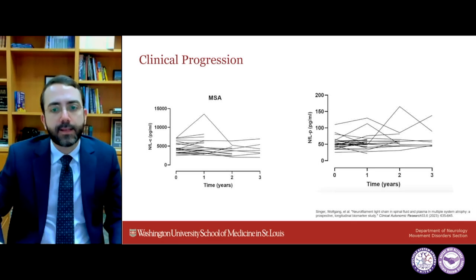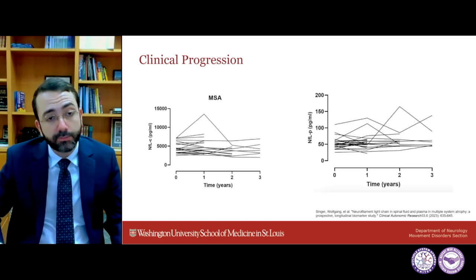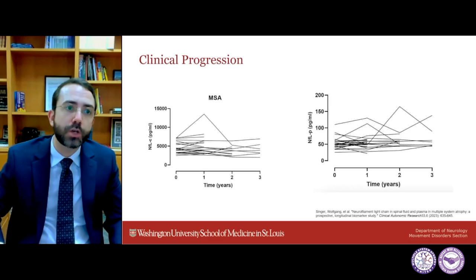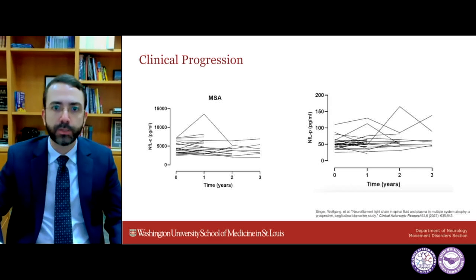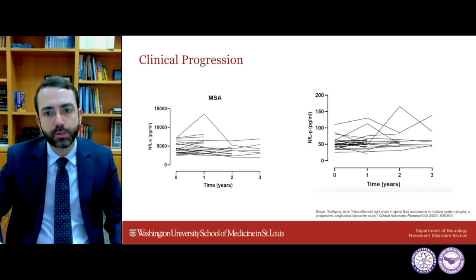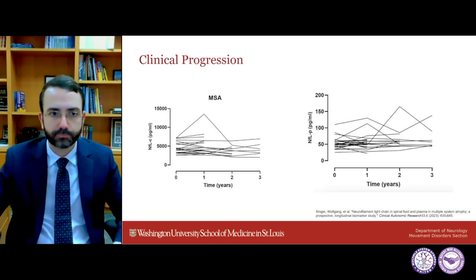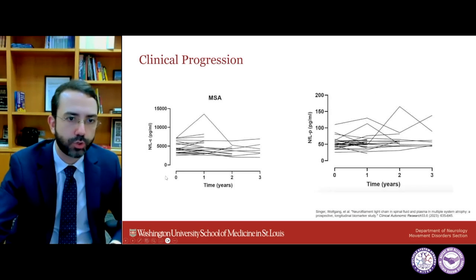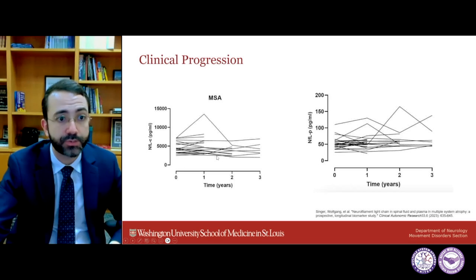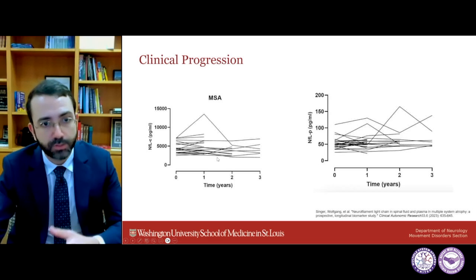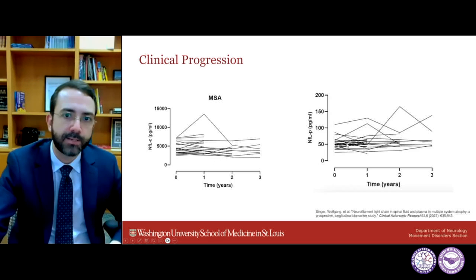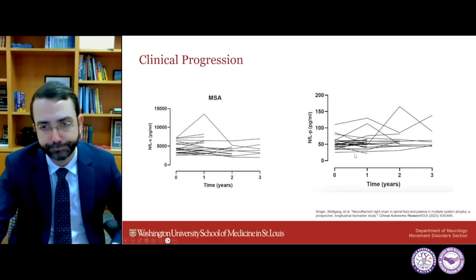However, which was a surprise compared to the previous study, they could not replicate the finding that neurofilament light chain in the spinal fluid or in the plasma did correlate with clinical progression. As we can see here, longitudinally, over 3 years, the levels of neurofilament light chain in the spinal fluid really don't change much, despite those patients having a more severe form of MSA over time, and the same with neurofilament light chain in the blood.